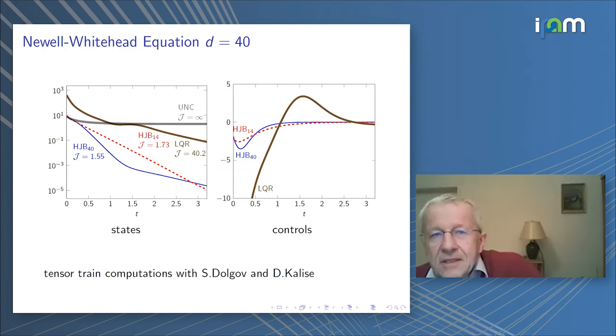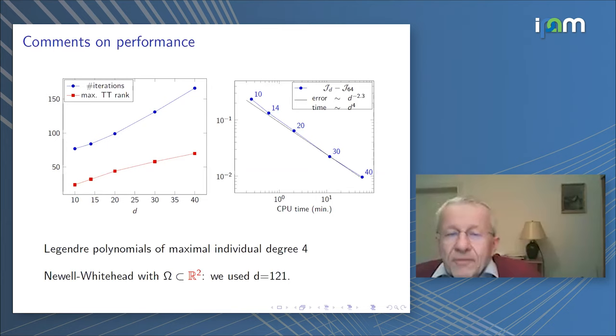in this direction. But some comments on the performance. This is done by using Legendre polynomials for each individual direction of degree 4. And this is for the neural Whitehead system. And here you see on the abscissa the dimension, so between 10 and 40. What is the increase in the TT rank? Maybe it's lower than even linear. And the number of iterations of the policy iteration or Newton scheme.